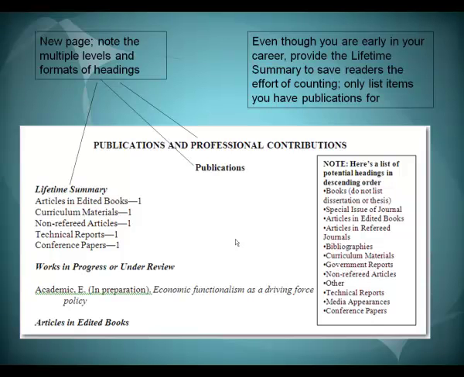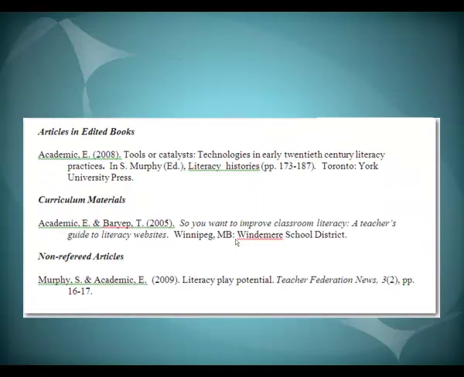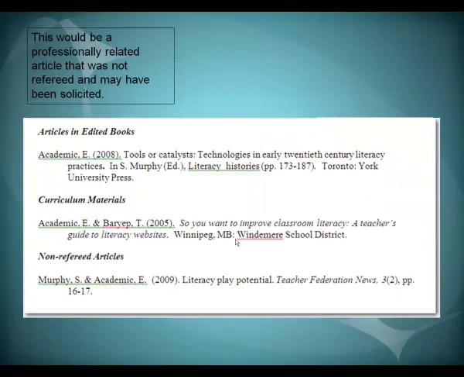Now, the first kind of section is articles in edited books. That's if you have a chapter in a book that somebody else has written. You might write some curriculum materials. If you do write something that's what's called non-refereed, it might have been solicited.